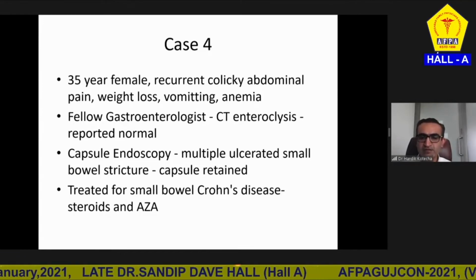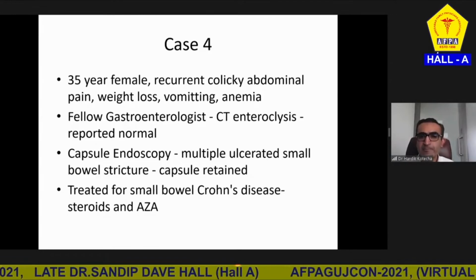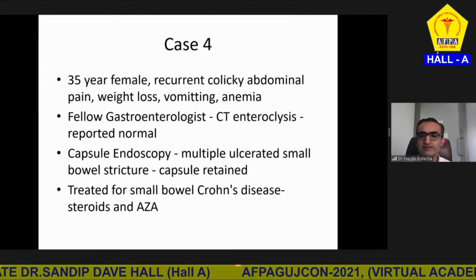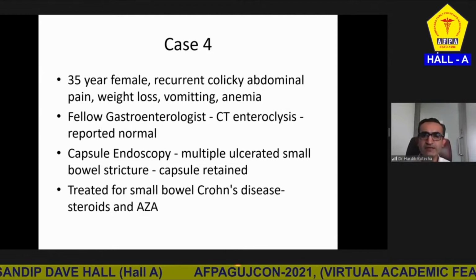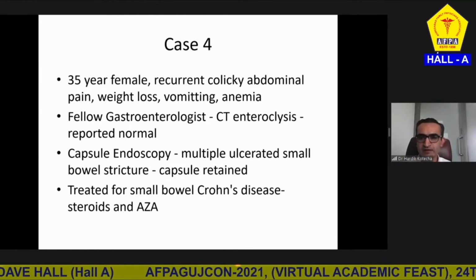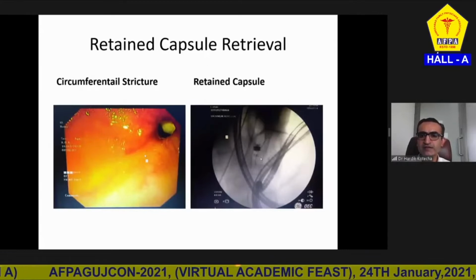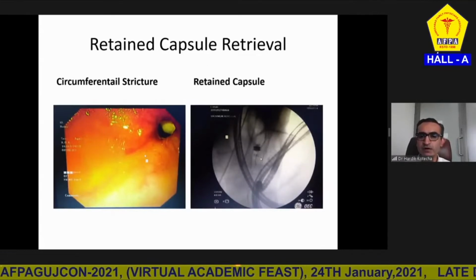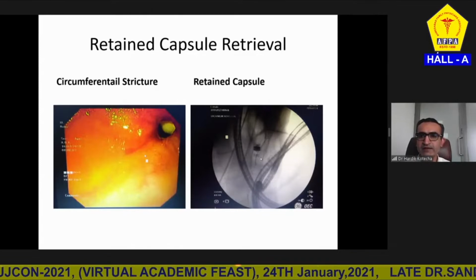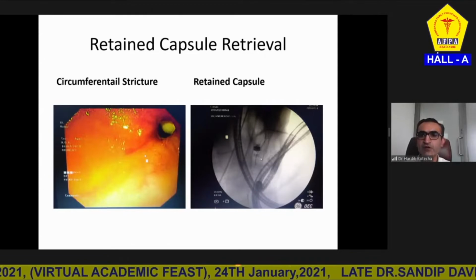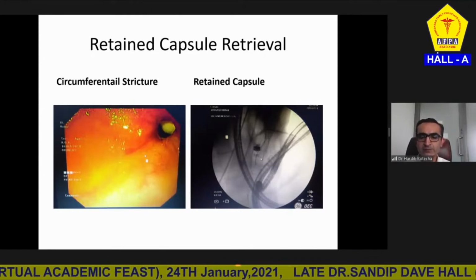But in her case, she was not lucky and the capsule was retained. We did a repeat CT and a review of the previous CT to find out exactly where the capsule is currently. And it was difficult for us because the radiologist told us that the capsule is lying exactly in the mid-small bowel. So whether I will reach from antegrade approach or retrograde approach, I didn't know. So I started doing an antegrade enteroscopy.